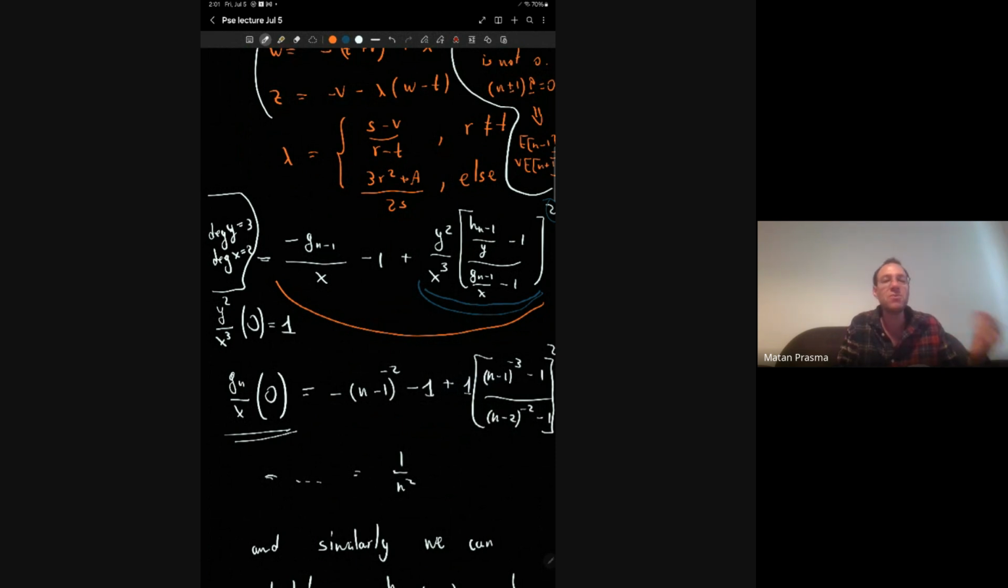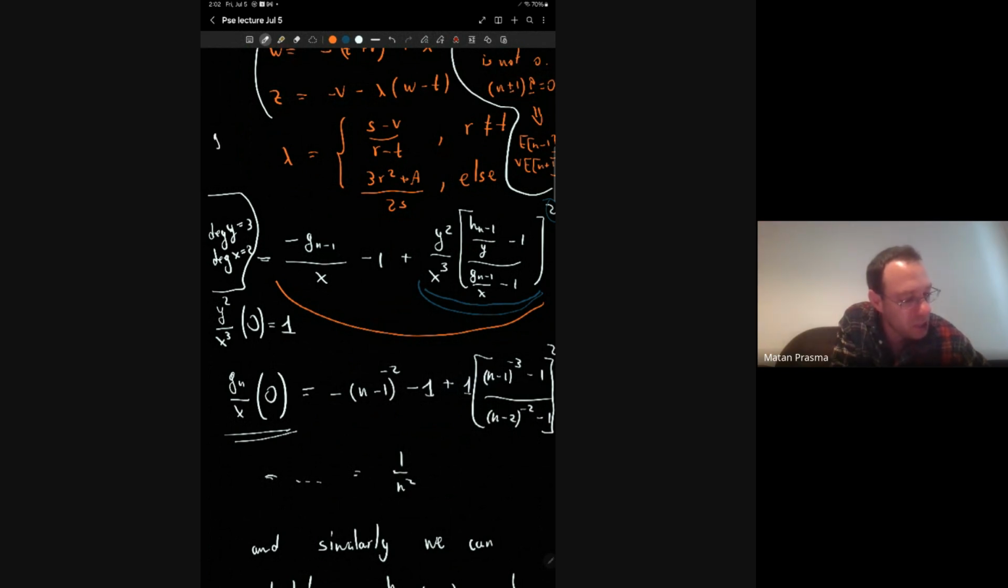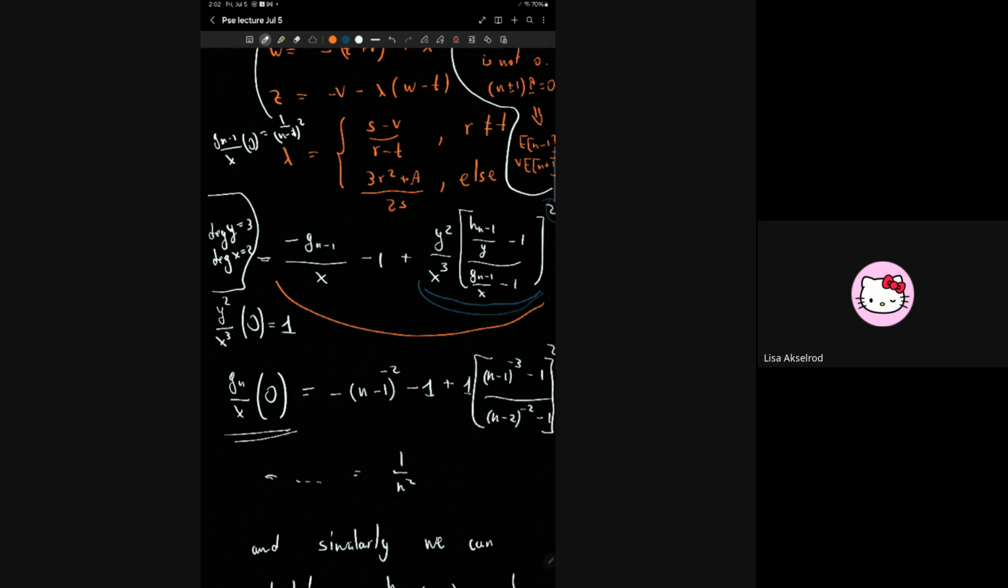How does induction work? You want to prove a claim for any n. Then you first check the base case, that the claim is true for n equals 1 or n equals 2, some finite n. And then the inductive process is you assume that the claim is true for n minus 1, and then you prove the claim for n. You know this. So my inductive assumption is that Gn minus 1 over x evaluated at O is 1 over n minus 1 squared. Yes, I understood. Okay, thank you.